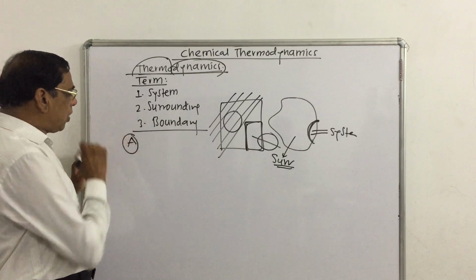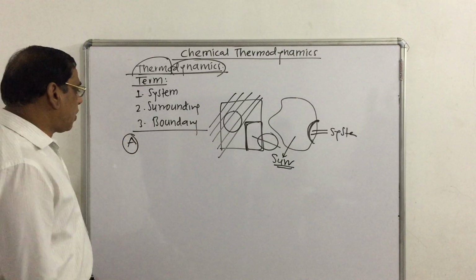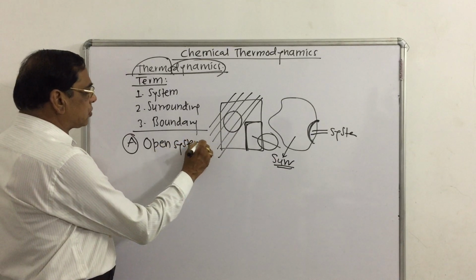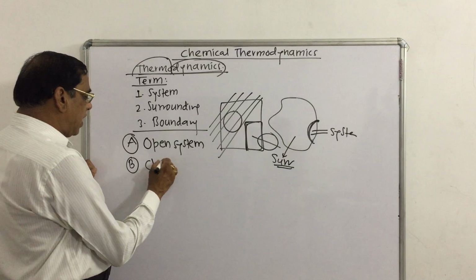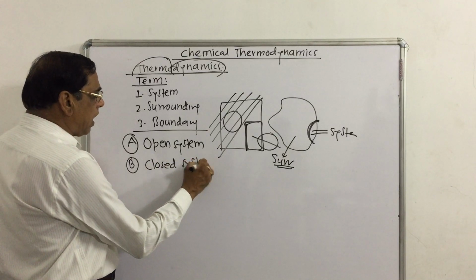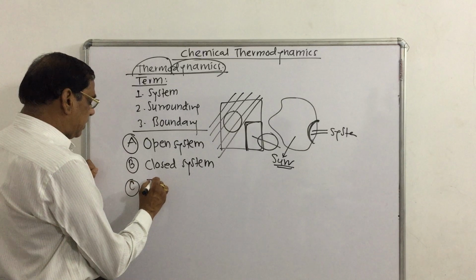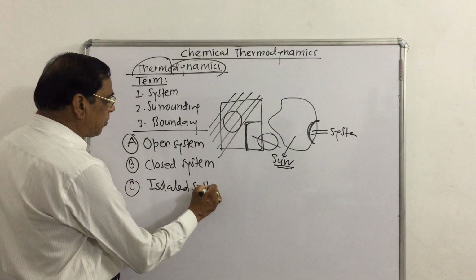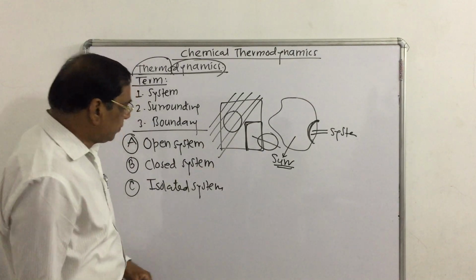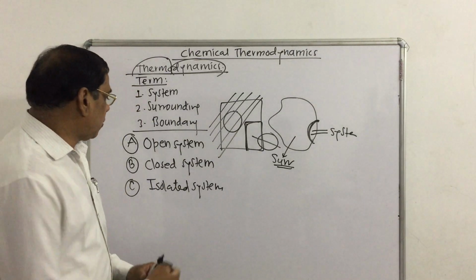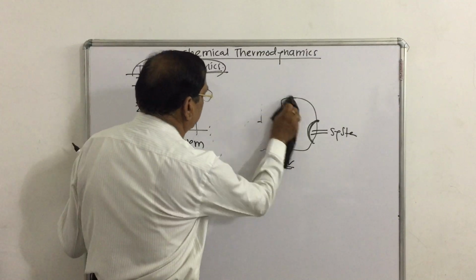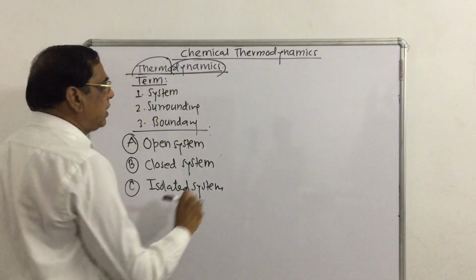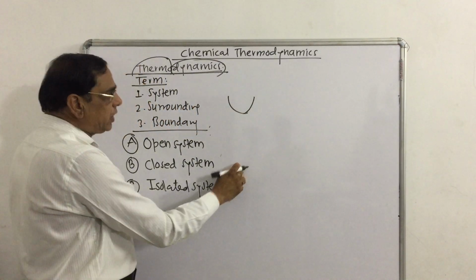Now on the basis of a boundary, the systems are of three types. One is called an open system, second is called a closed system, and third is called an isolated system. Now what is meant by open system, closed system or isolated system? Taking a common example, a cup of hot tea is taken. Now a cup of hot tea, this is the first.